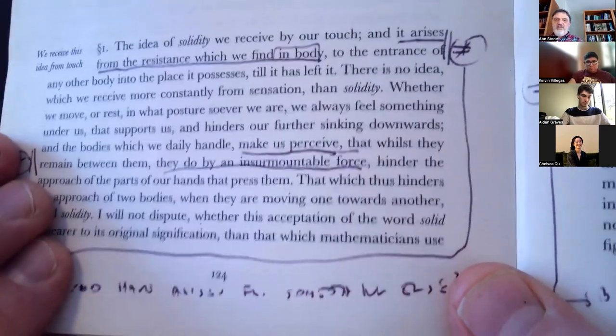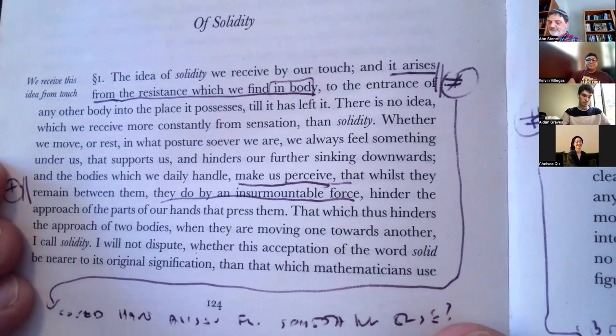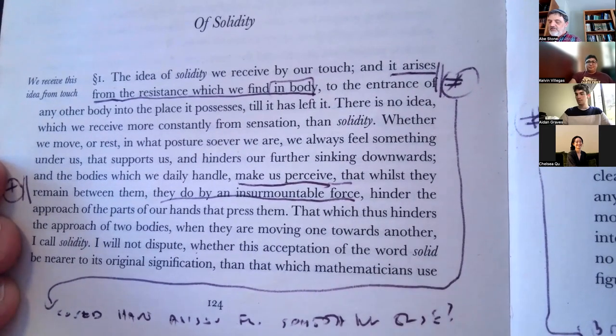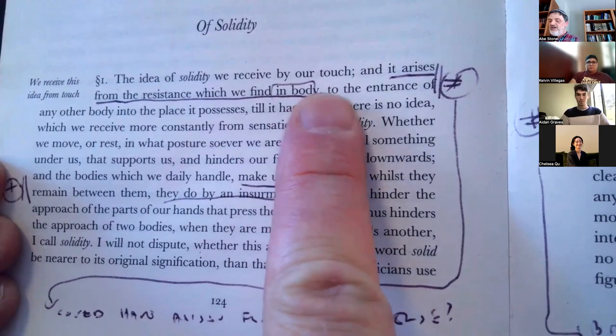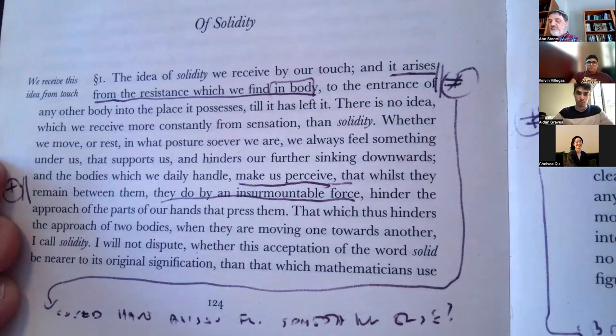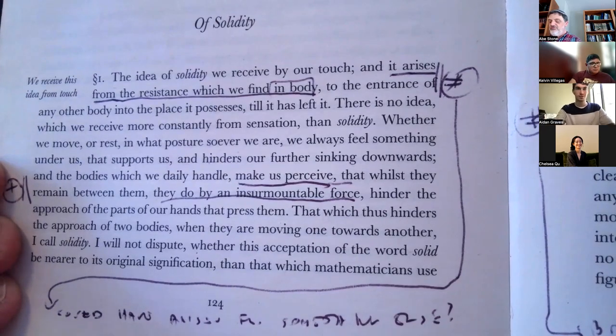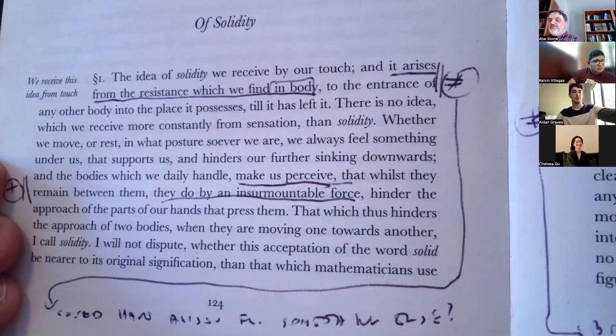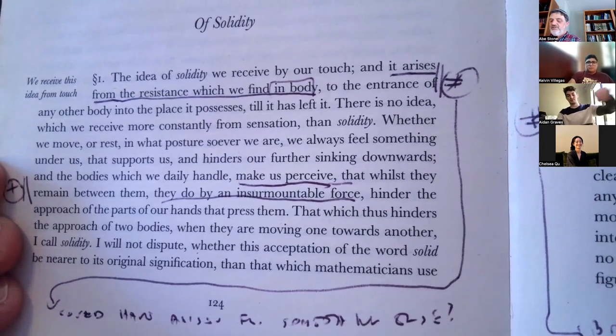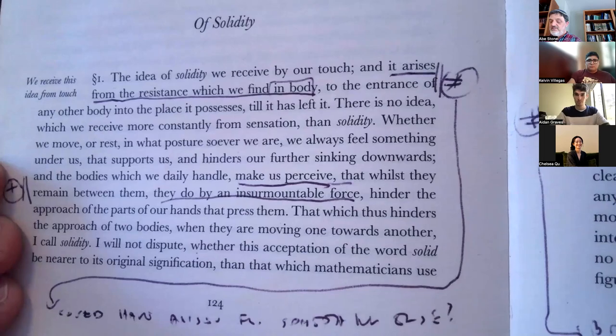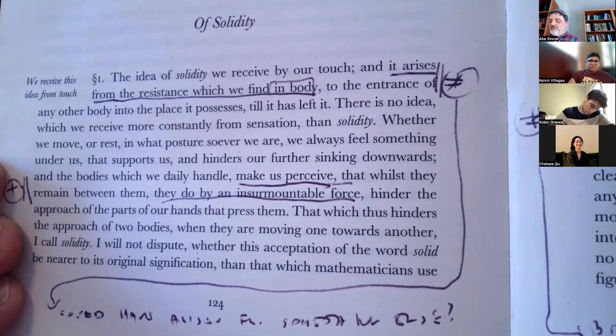All right, anyway, so getting back to this. "The idea of solidity we receive by our touch." This is right in here at chapter four of book two. Locke is in the midst of going through a kind of list of different simple ideas and what sense we get them from. So now he's getting to this simple idea, solidity. "The idea of solidity we receive by our touch, and it arises from the resistance which we find in body to the entrance of any other body into the place it possesses, till it has left it."